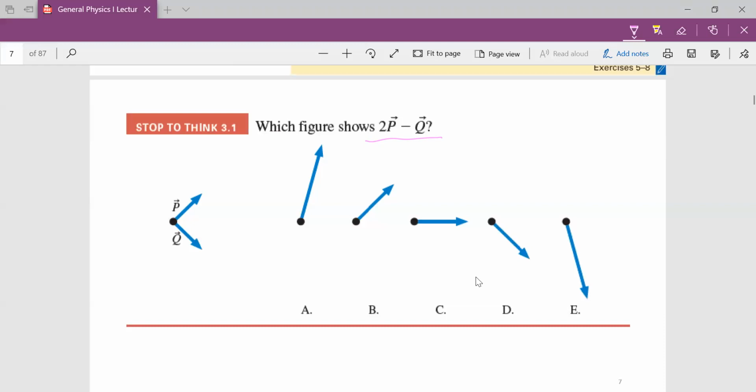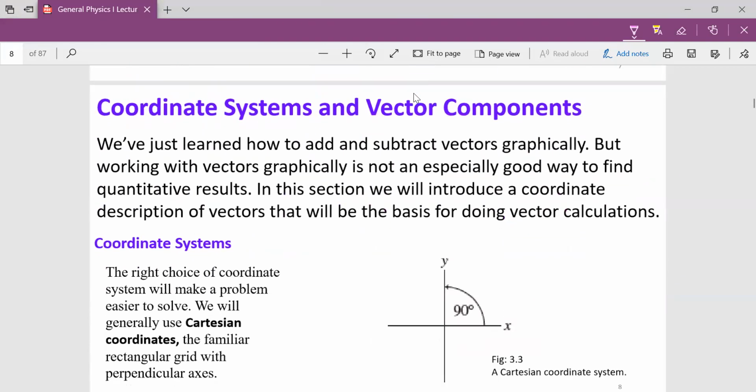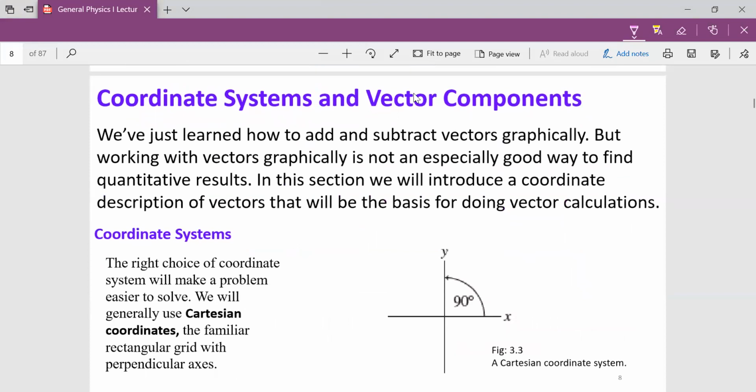Okay, just one person. Yes, we got it. The answer is A. Because we have P, we increase, Q will be reversed, and then the resultant. So A is the answer, okay? So we have a good understanding of the representation.